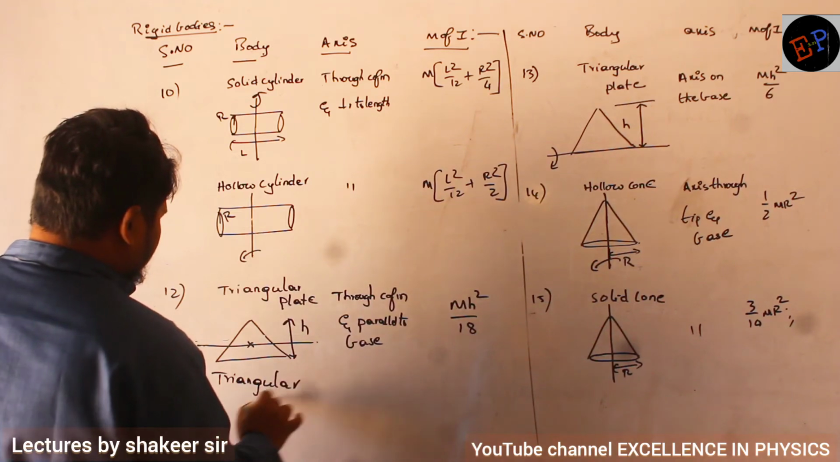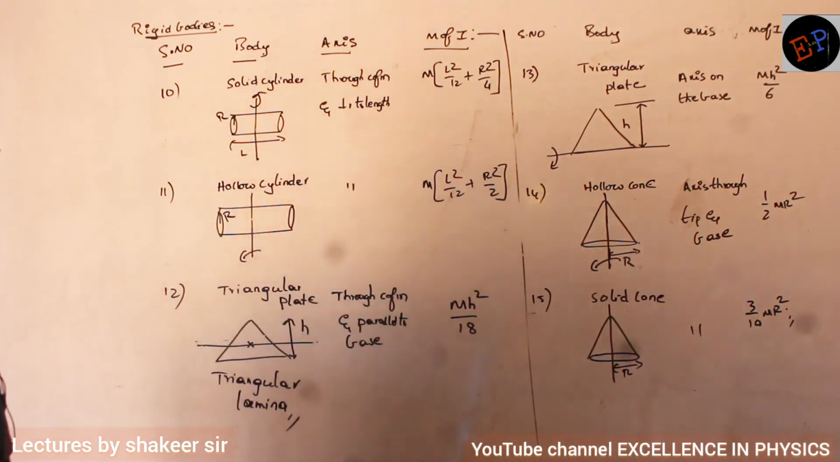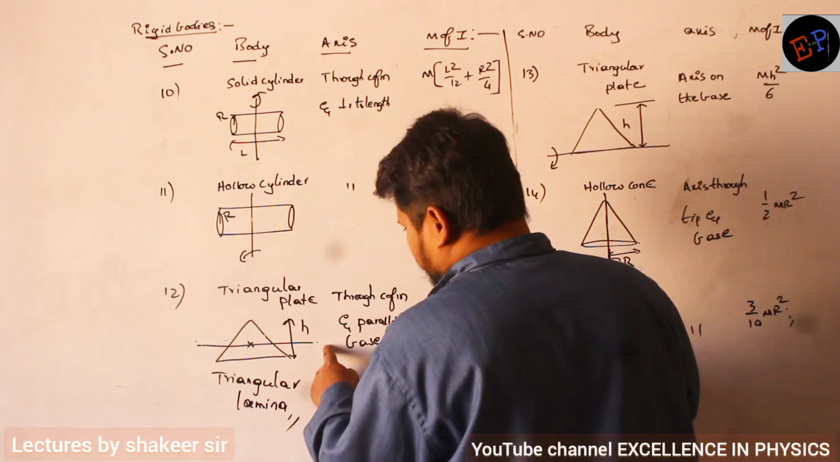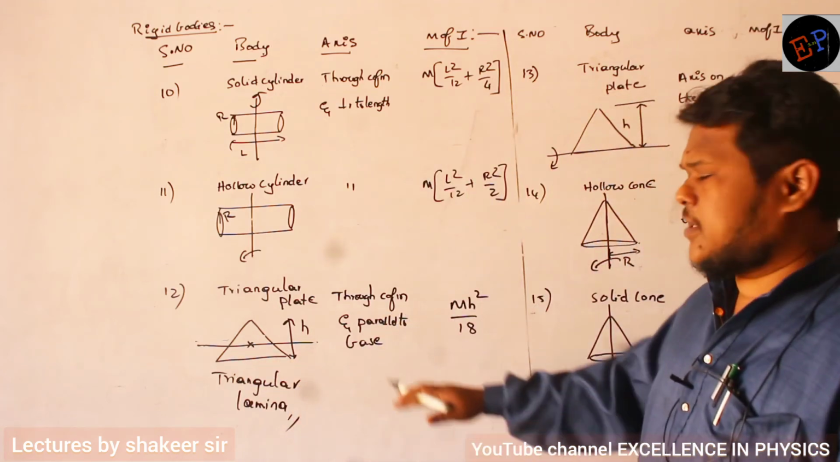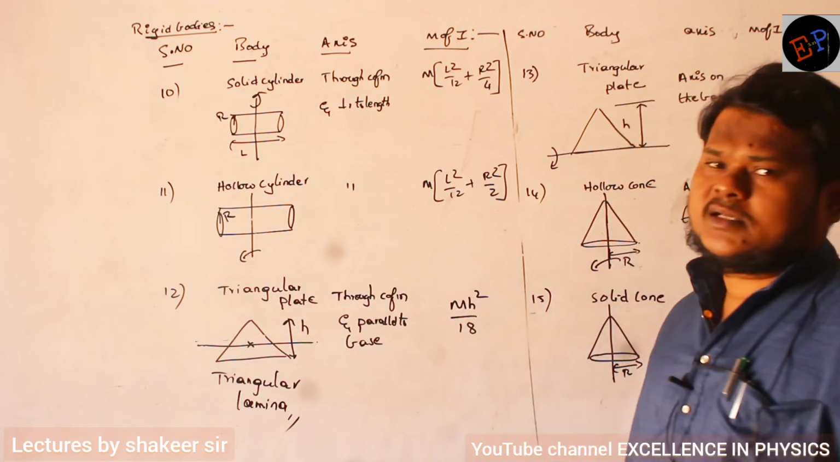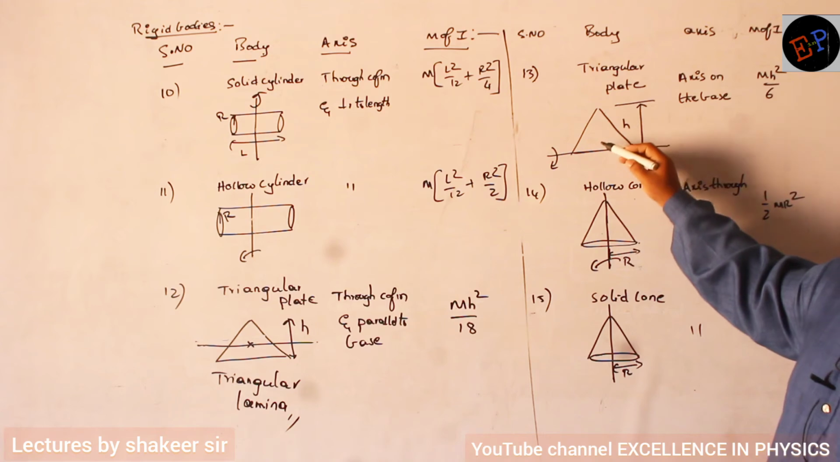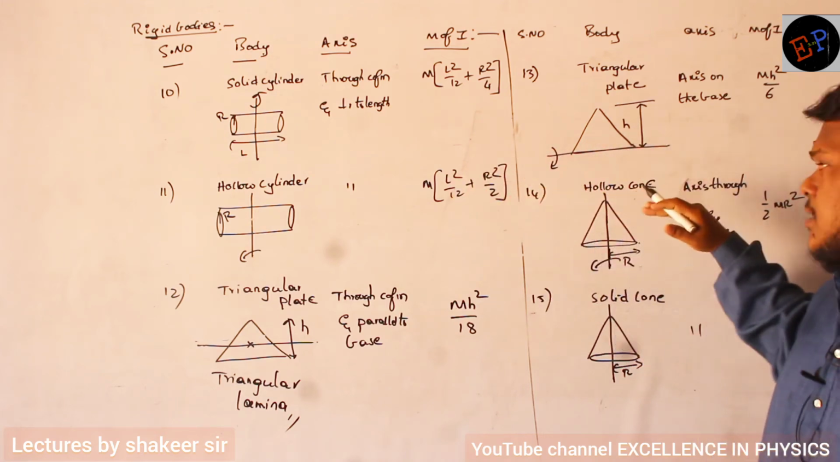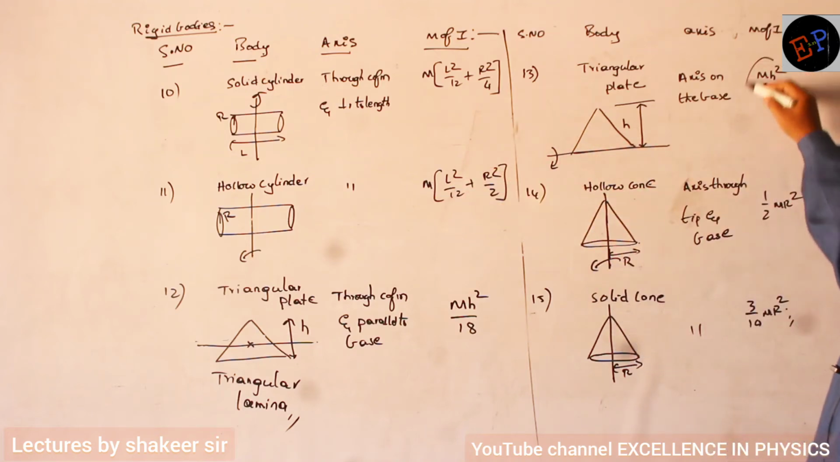Triangular lamina also I can call it as. Clear, no? Now axis is passing through where? Axis is passing through the center of mass of the lamina, and it is parallel to the base. And if height of this lamina is h, then it is mh square by 18. Now this is also a lamina, but the axis is on the base itself. This is the axis. Then the formula is mh square by 6.